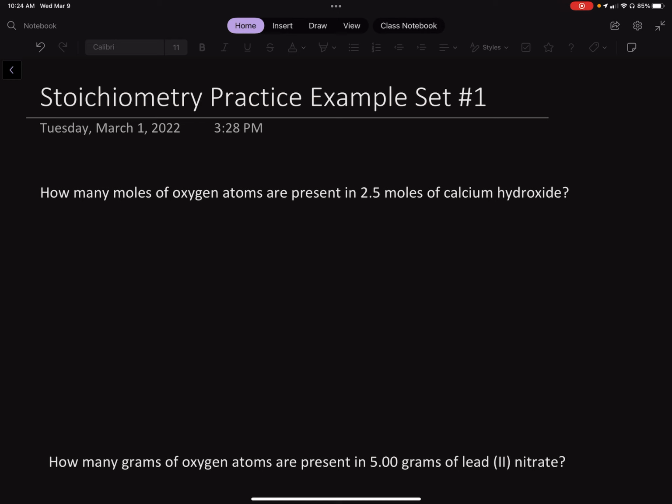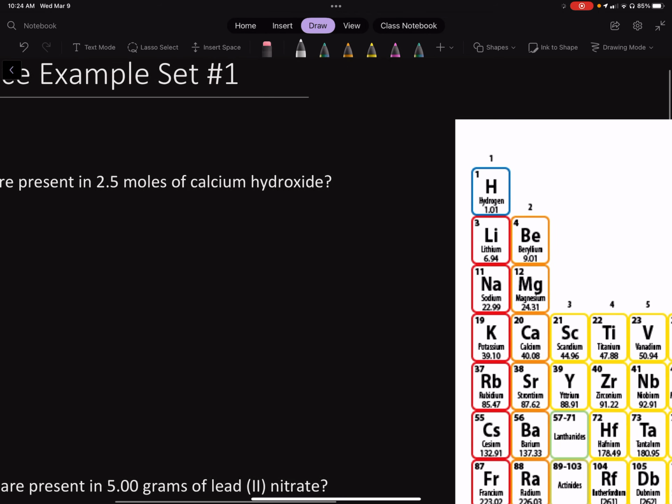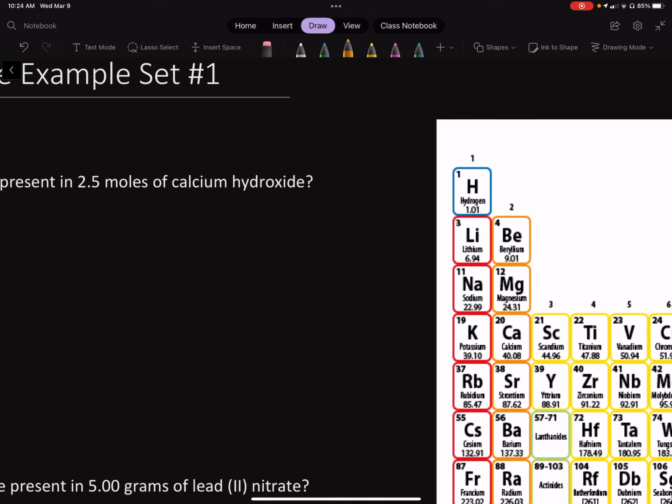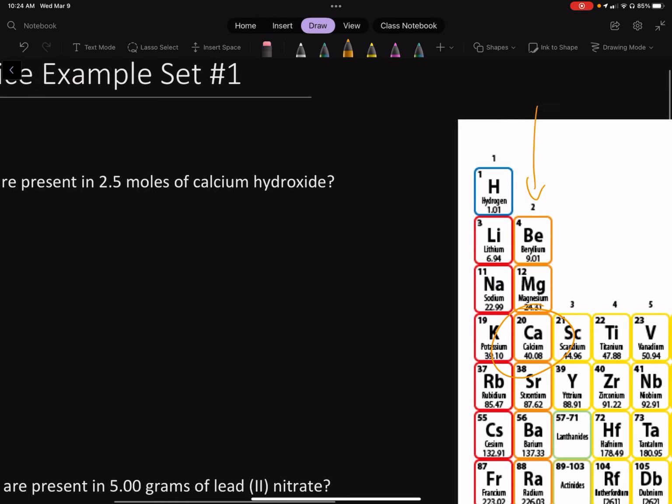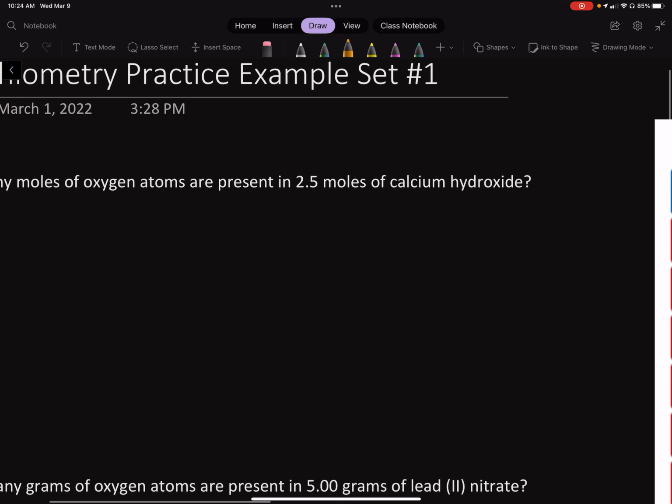To do this one, we first need the correct formula for calcium hydroxide. So calcium, let's look over at the periodic table. It's right here. It's in the second column of the periodic table, and it's a metal. That means the charge on calcium would be 2 plus because it has those 2 valence electrons. It wants to lose those 2, giving it a charge of 2 plus.